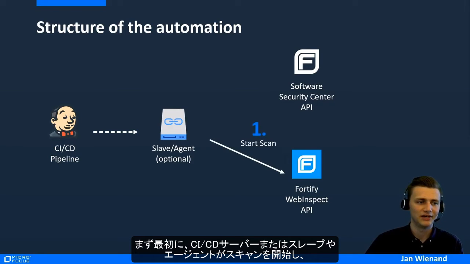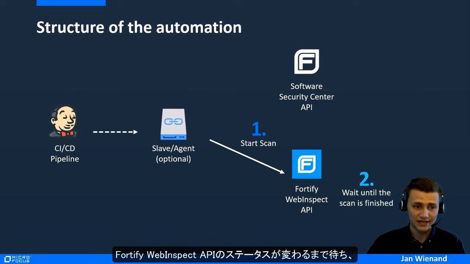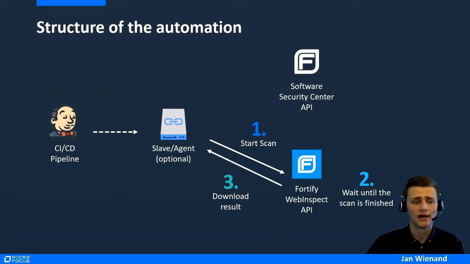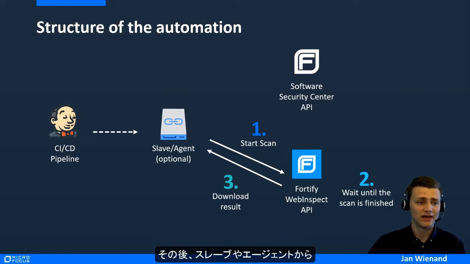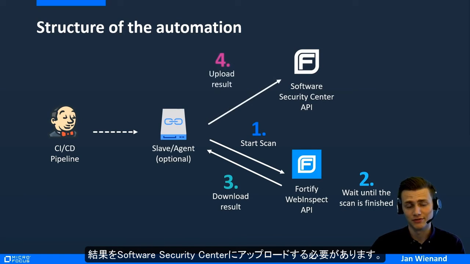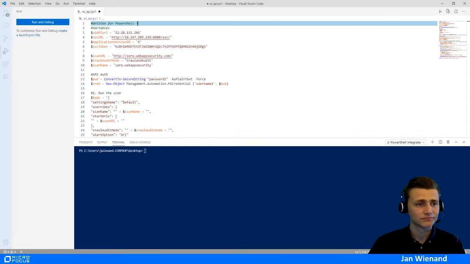So first of all, we need our CI/CD server or the slave or agent to start the scan and just wait for the status change on the 45 WebInspect API and download the results locally to our slave or agent, for example. And after that, we need to upload the results from the slave or agent to the software security center. But let me show you that in my script.